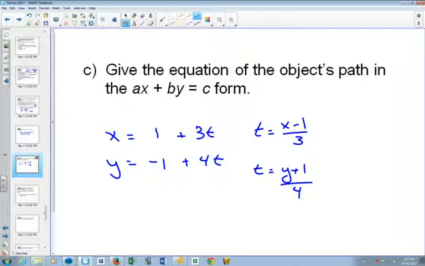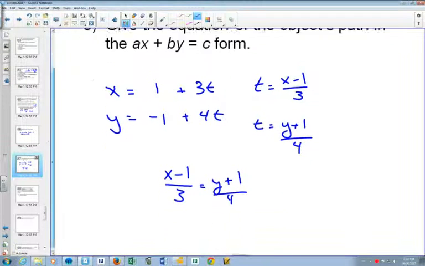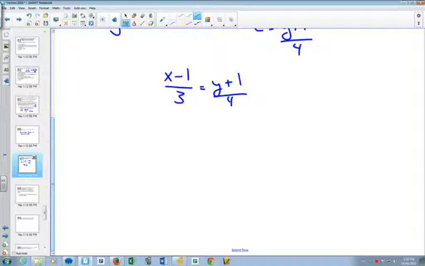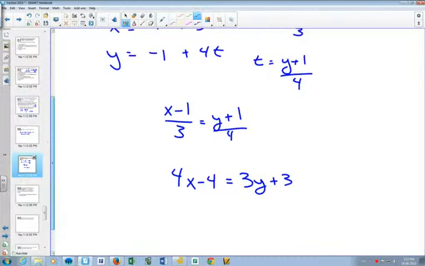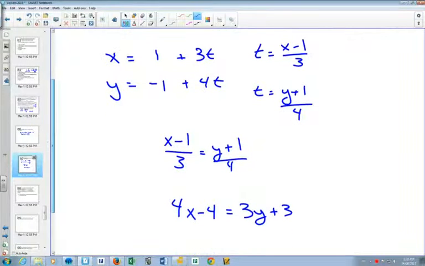So from here, we can equate the two t's. So x minus 1 over 3 is equal to y plus 1 over 4. Multiply both sides by 3 and both sides by 4, which will give you the same effect as cross multiplying: 4x minus 4 equals 3y plus 3. And that's the form that we were asked to put it in, ax plus by equals c.